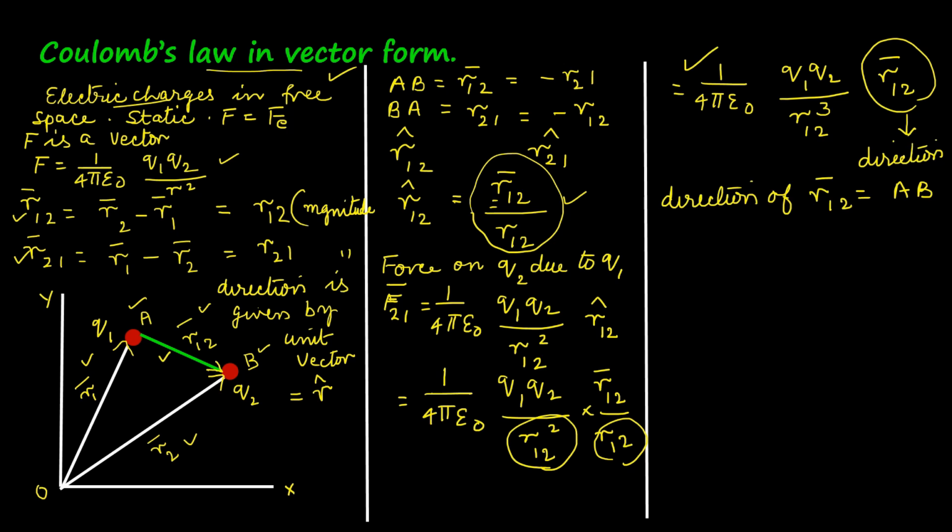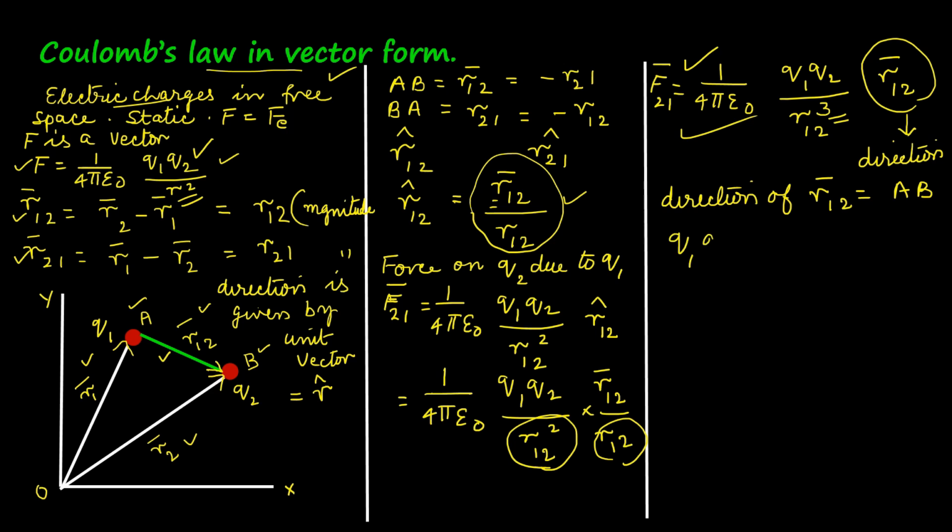Compare the vector form of the equation with the mathematical expression. We can note that F21 is represented as a vector, and in the denominator instead of R12 square there is R12 raised to 3 multiplied by direction. For derivation you have to write up to this. Okay. This equation holds good for any type of Q.